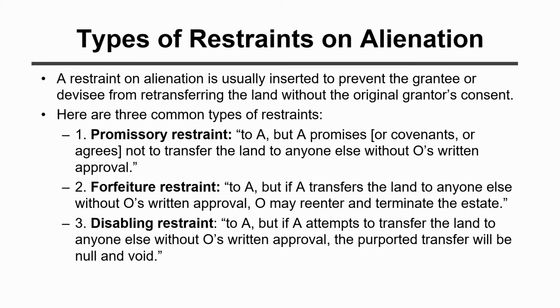The third kind of restraint is a disabling restraint. Basically, it says, if you try to transfer the land without my approval, it won't work, it won't transfer. An example might be, to A, but if A attempts to transfer the land to anybody else without O, the previous owner's written approval, the purported transfer will be null and void. Now notice carefully what this is saying. It's saying that A lacks the power to make a transfer of the land without O's written approval. If A tries to make a transfer, the transfer won't happen. It will be null and void. It will be as if it didn't occur. So it takes away from A the power to make a transfer.